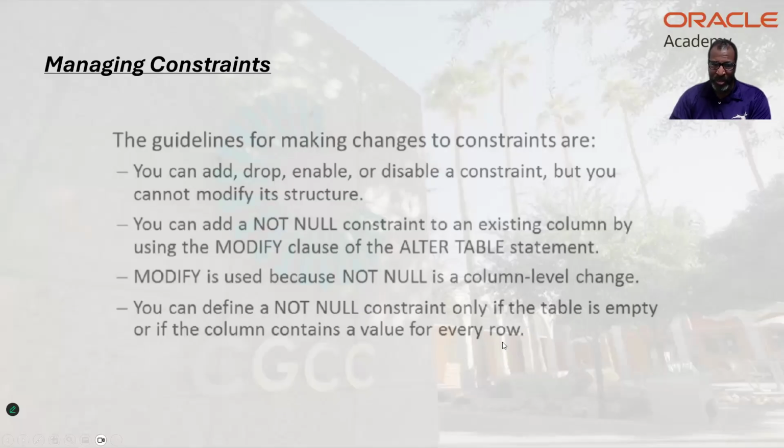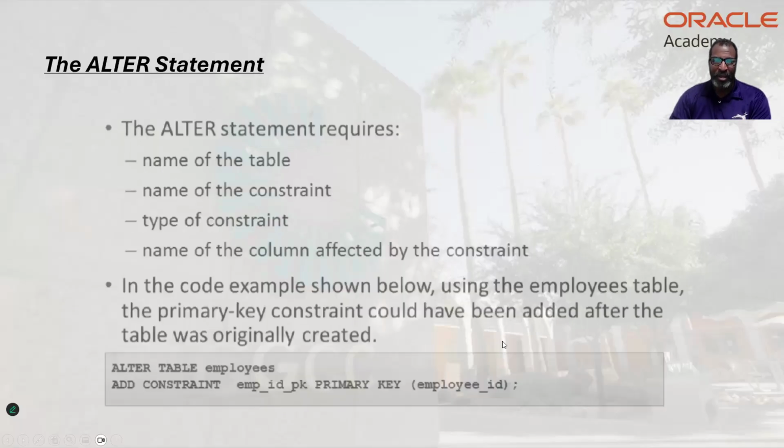So it's either empty or it's all full. All right, so here's the alter statement. What it requires: the name of the table, name of the constraint, type of the constraint, name of the column affected by the constraint. That kind of makes sense.